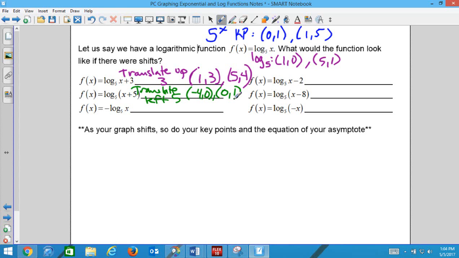The next one has a negative sign outside of the log. Is that negative sign going to affect the x values or the y values? It's going to affect the y's because it's not next to x. Okay, it's outside the function, it's going to affect the y's. So that would be a reflection in the x-axis. And then my new ordered pairs, we're going to multiply the y values. So 1, 0, 5, negative 1.